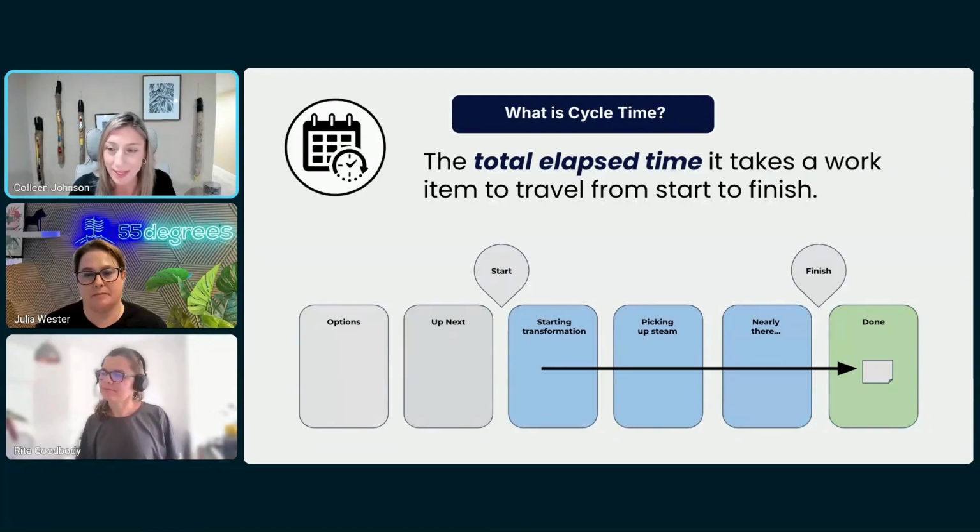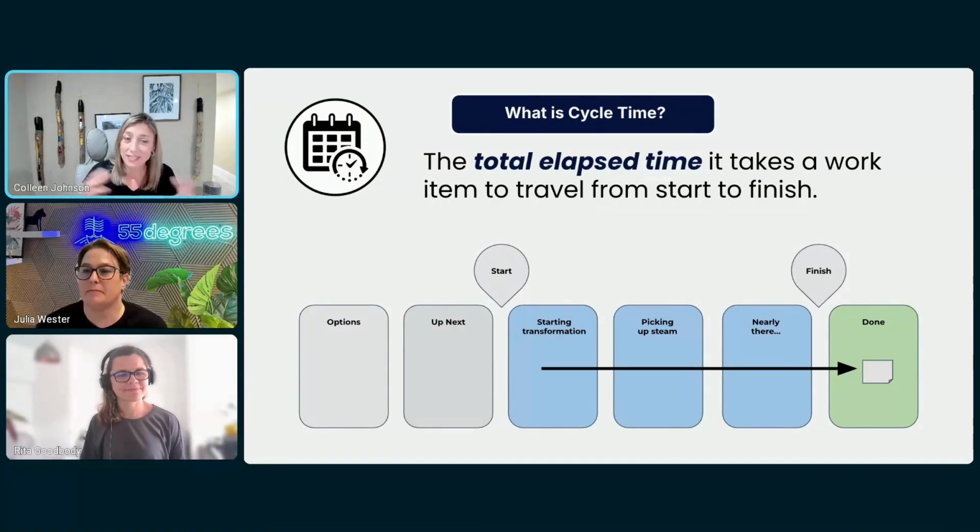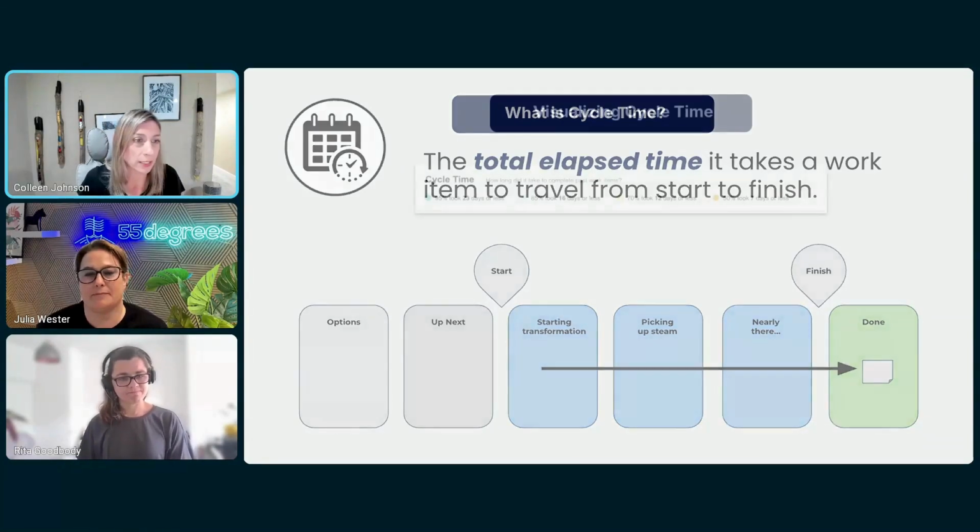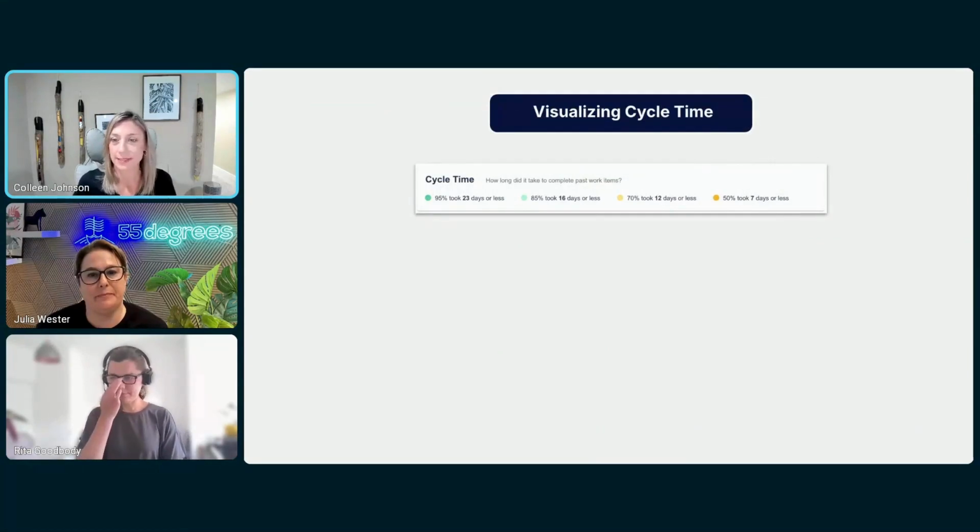That seems really obvious, I think, when we're talking about cycle time, but I can't tell you how many organizations I've worked with who, even inside of one team, may all be considering different parts of the process as their start and finish points. So the first thing you need to do to be able to successfully measure your cycle time is determine where the clock starts and where it stops. Let's take a quick look at where you can visualize cycle time.